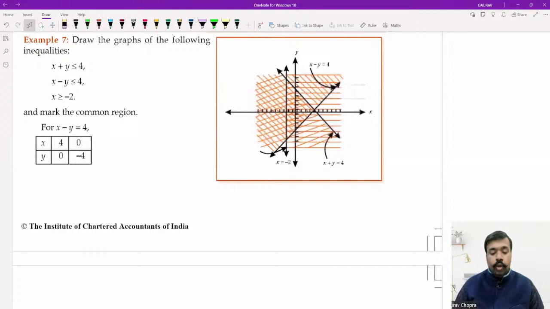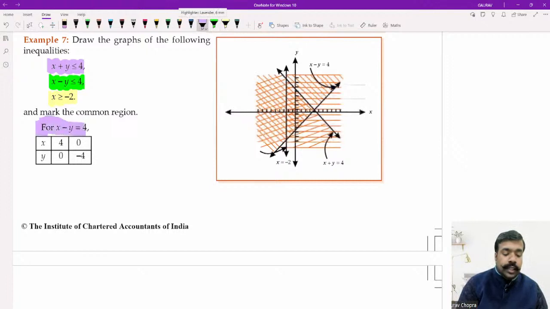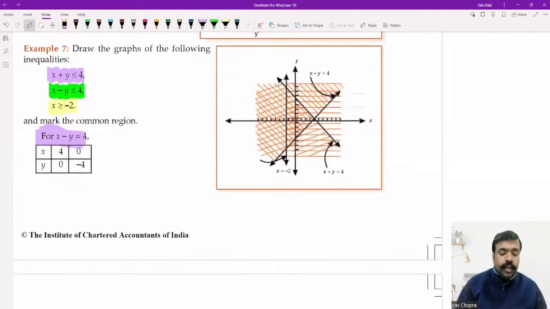Draw the graph of the following inequalities. So again, we have x plus y less than or equal to 4. This is the first one. Then the second one, x minus y less than or equal to 4. And the third says x should be greater than or equal to minus 2. So one by one, we have to convert them into equalities and form the table. So this is the first, this is the second equation, and x minus y is equal to 4.